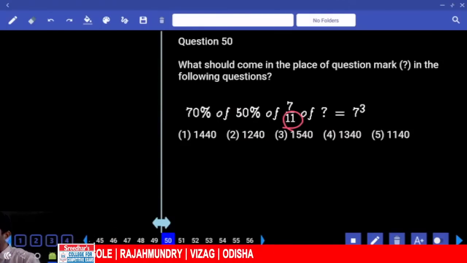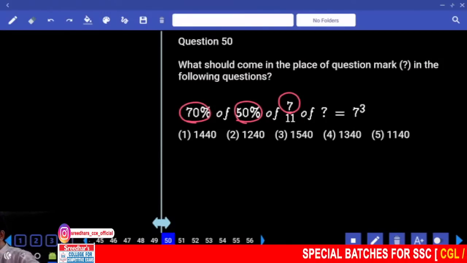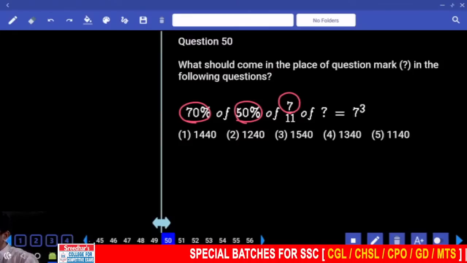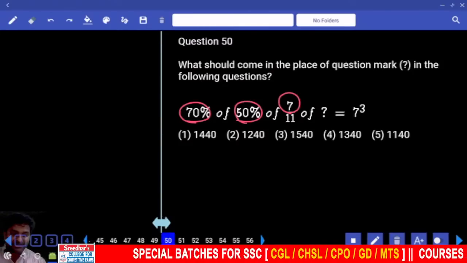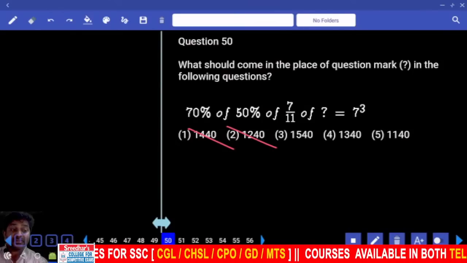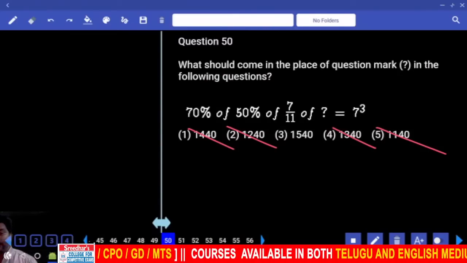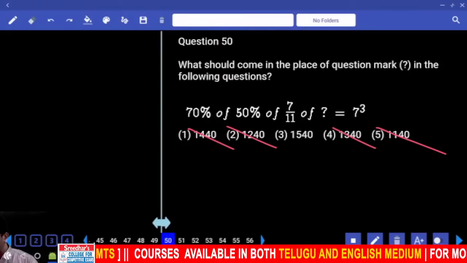Left hand side first number, yes or no? No. Second number? No. Third number? No. It is an 11 multiple. Three numbers are already on the left hand side. Do you see any 11 multiple? Then x has to be. Go to the options. Can it be first, second, third, maybe fourth, fifth? Eliminate. Done. Is it clear?